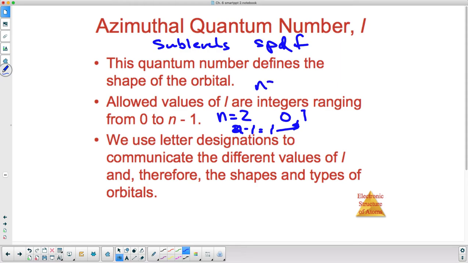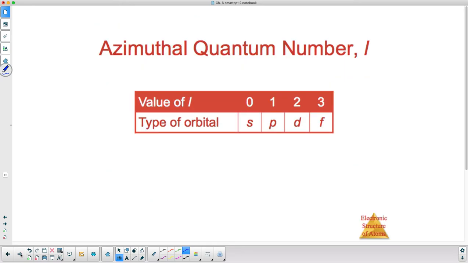So if I had an n equals 3, I could have an azimuthal quantum number, or an L, of 2, 1, and 0. Okay, that would be the S, the P, and the D. That's what those numbers mean. So when I subtract 1, that's the highest azimuthal quantum number you can have. And then they go in integers down to 0. Okay, so let's keep going.